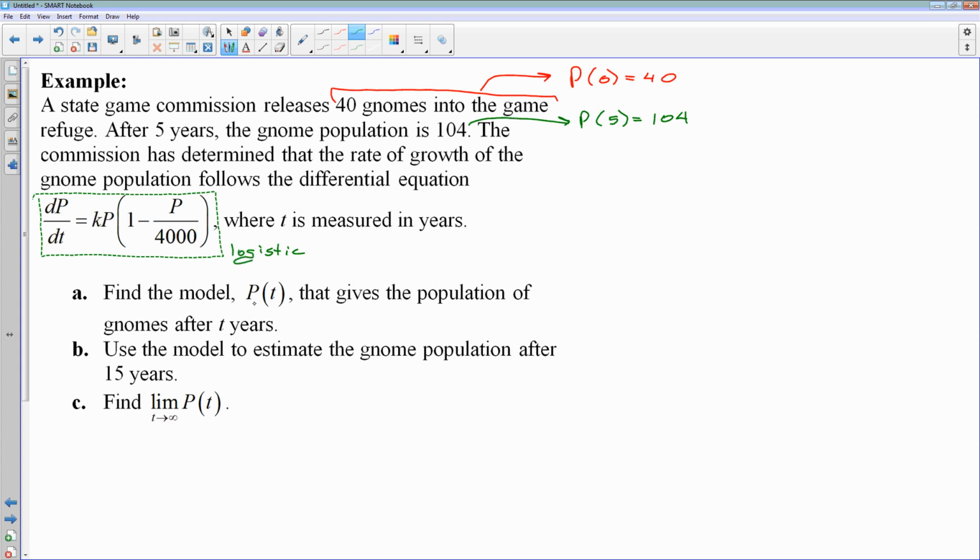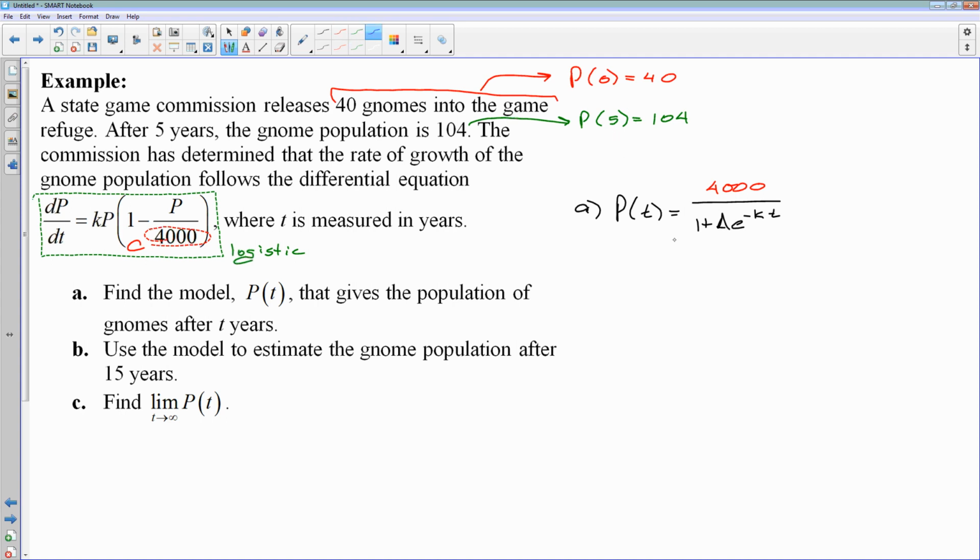First thing it wants you to do is find the model P of t that gives the population of gnomes after t years. And that's really the hard part. B and C are going to be very easy. For part A, I know the general solution is the carrying capacity over 1 plus Ae to the negative kt. And we can tell that the carrying capacity is going to be 4,000. That's in the problem, it's P over C. So there's my carrying capacity. I'll take out the C and put in 4,000. Then we will use this information, P of 0 and P of 5, to solve for A and k.